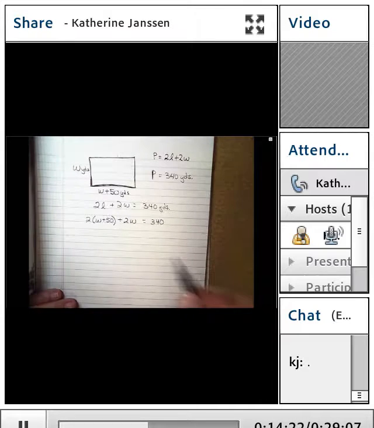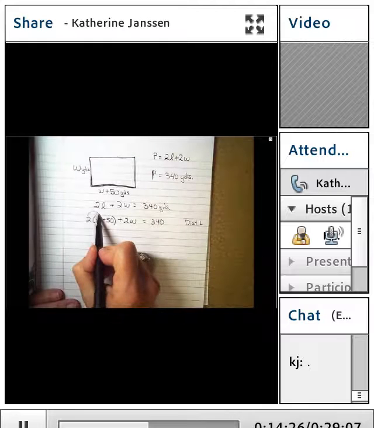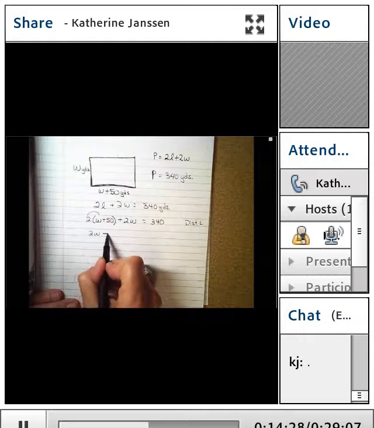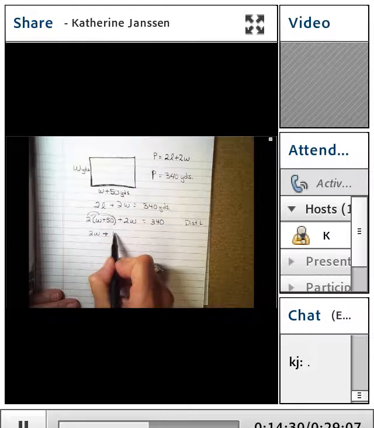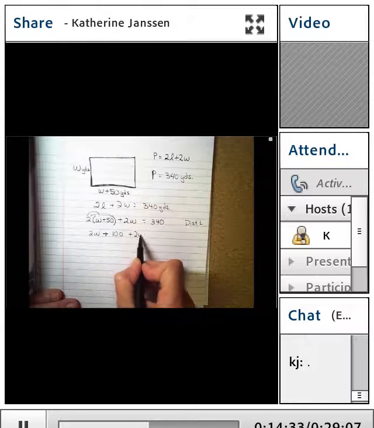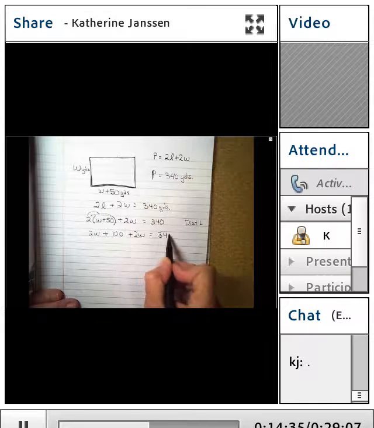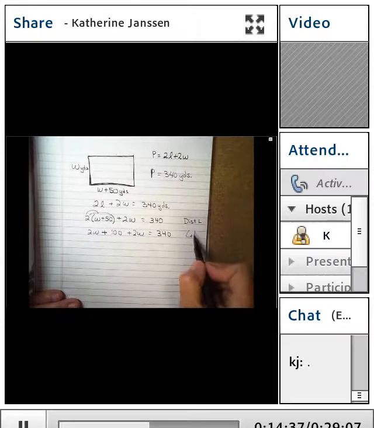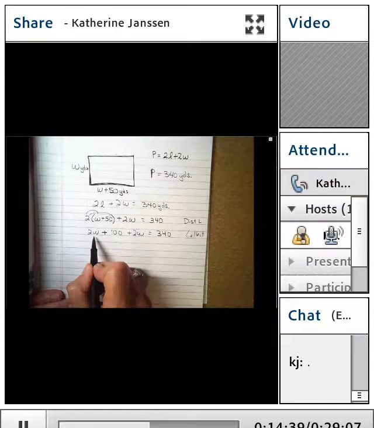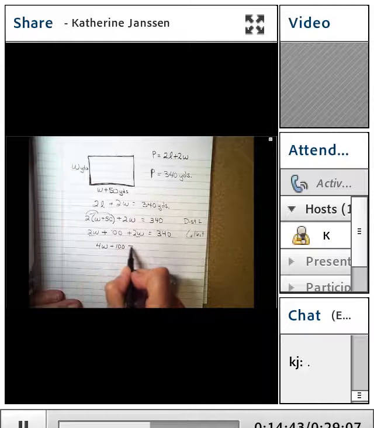I'm going to use the distributive law to distribute. 2 times W would be 2W. Pick up my sign, and 2 times 50 is 100, plus 2W. Looks like I can collect like terms, W and W, so I have 4W plus 100 equals 340.